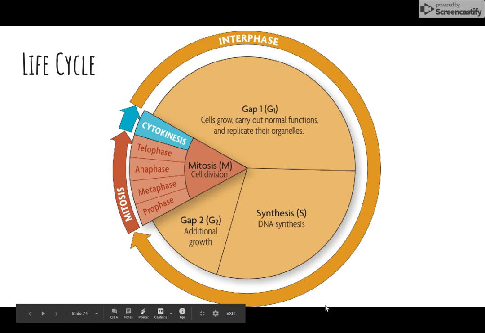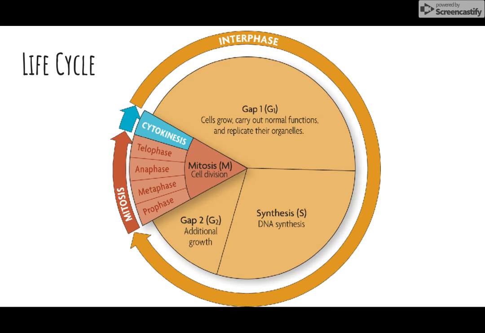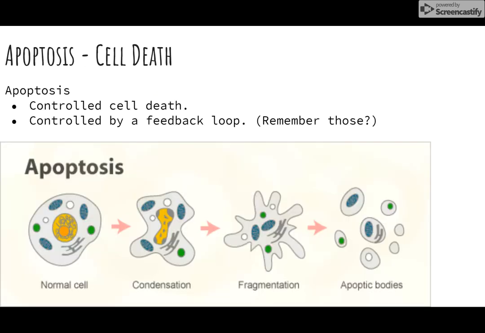So we left off talking about the phases of mitosis. And what we want to do in this video is talk about what happens when a cell has reached the end of its life, when it needs to die, or when mitosis goes wrong. So those are the two topics for today's video. First, what does a cell need to do when it's ready to die?